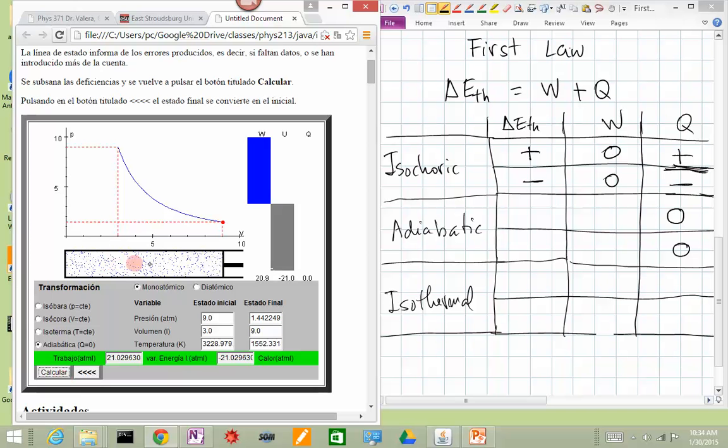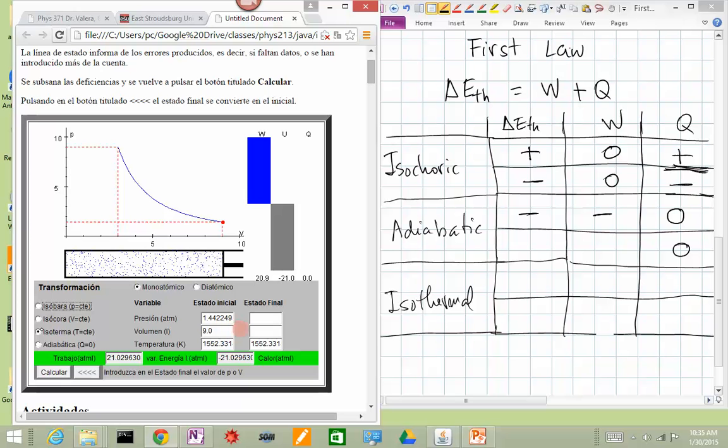The system is expanding, so it's doing work. As it does work, right, this much work, the energy decreases, right? So this is the work that the system does. This is the energy that the system loses. So therefore, in this equation here, work is negative and the change in energy is negative.